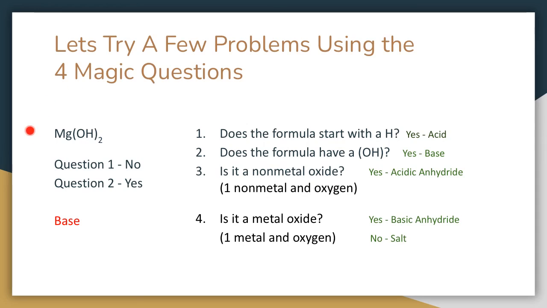The last one I have here is MgOH2. Does it start with H? Nope. Does the formula have an OH? Yep. Therefore, it's a base. So that was an example of the acid, the base, an acidic anhydride, a basic anhydride, and a salt.